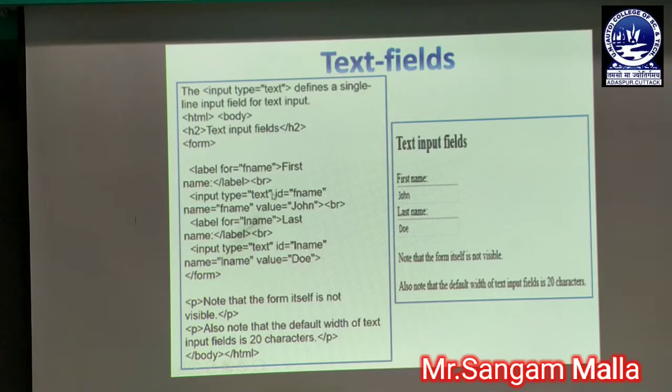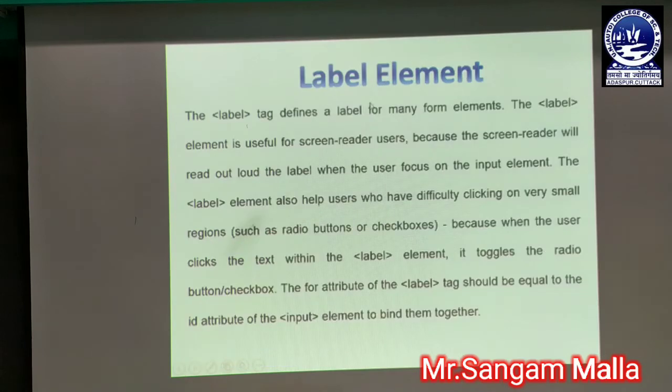So whenever we are giving type equal to text, at that time it will give a single line text box of 20 characters only. So we can increase or decrease it as per the requirement of the user. So this is all about the text field, that is the source code is written over here and the reflection is over here. Now we will be moving to another element, that is the label element.